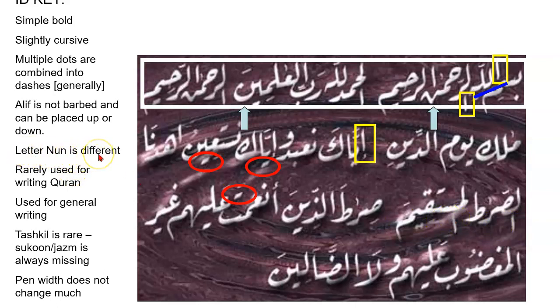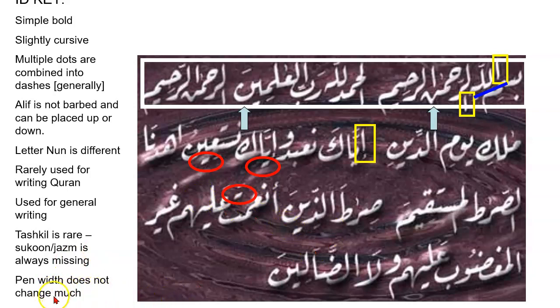Letter Noon is different. How is it different? It has a dot connected to it, or sometimes it doesn't even show the dot. You would see that. The two dots here are the two dots that you read. It's rarely used for Quran writing. It's not the script for Quranic writing because it could be very confusing for people. So it's generally used for everyday common writing. Tashkil is rare. Sukoon, Jazm is always missing. There's no sukoon on top of things.